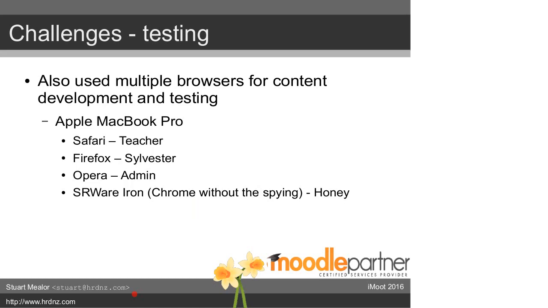I'm also using 4 different browsers constantly. So I'm using a combination of Safari and Firefox and Opera, and the browser called Iron, which is actually like Chrome, which Google is based on. Google Chrome is based on another system, and Iron is basically the same thing, but without all the spying and information that Google take from you.